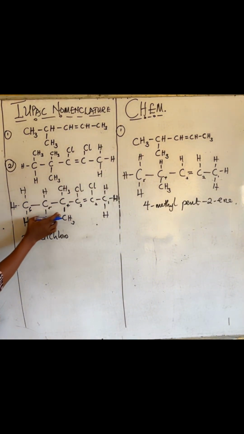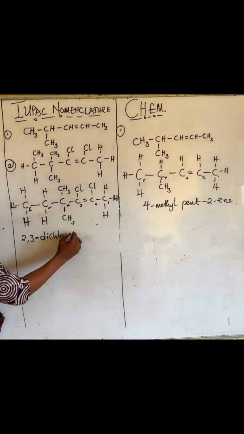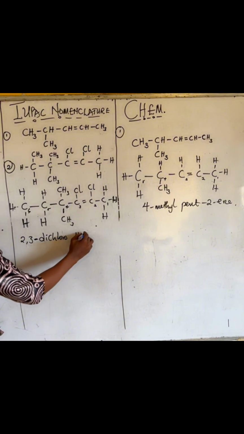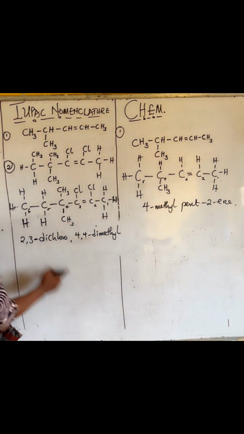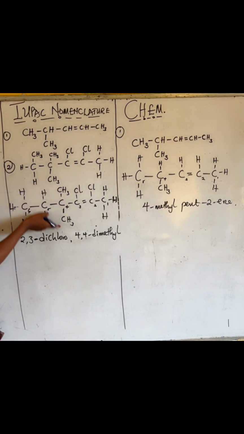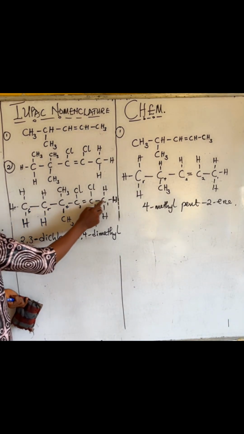Let me go for this. I have methyls, and the methyls are on the same carbon. Both of them are on the 4th carbon. So this is 2,3-dichloro-4,4-dimethyl. You need to make the examiner understand that there are two methyls there. The first one is on the fourth, the second one is on the fourth as well. That's 2,3-dichloro-4,4-dimethyl. Dimethyl what? Now I will come up with 1, 2, 3, 4, 5, 6.